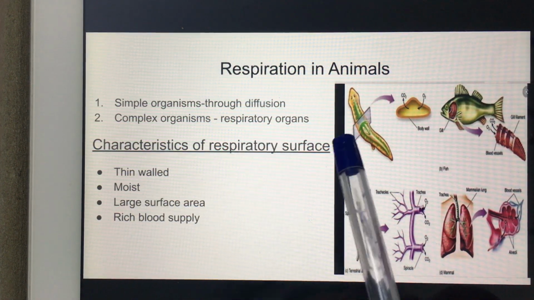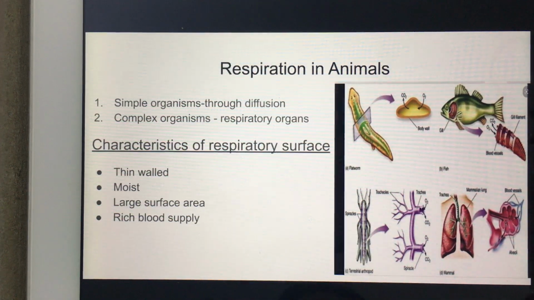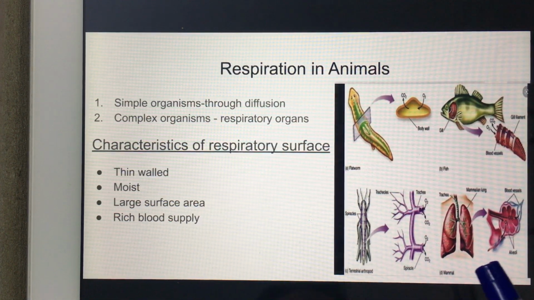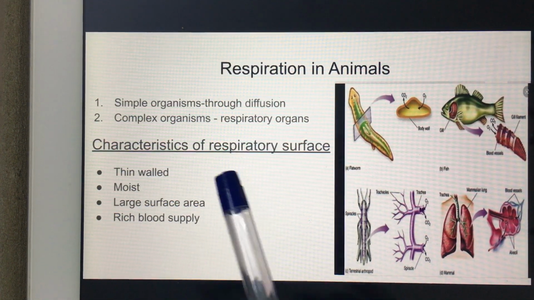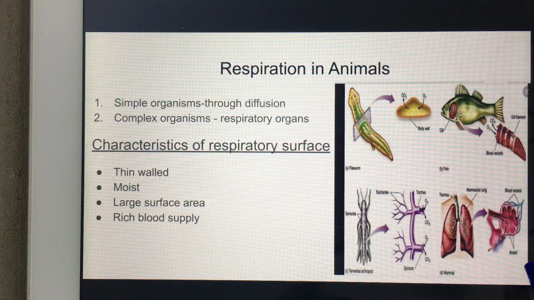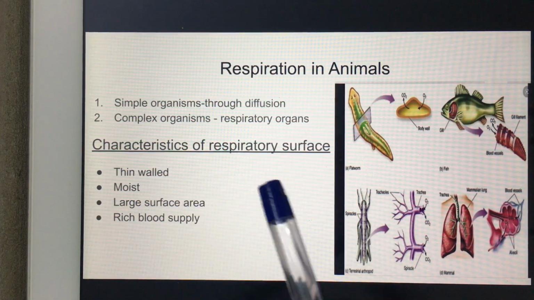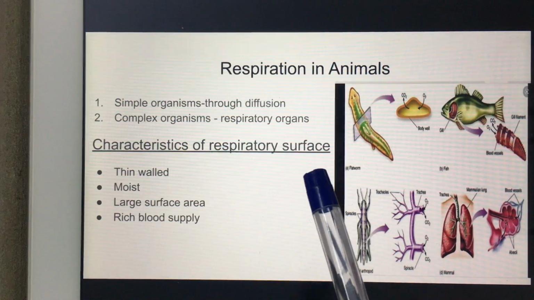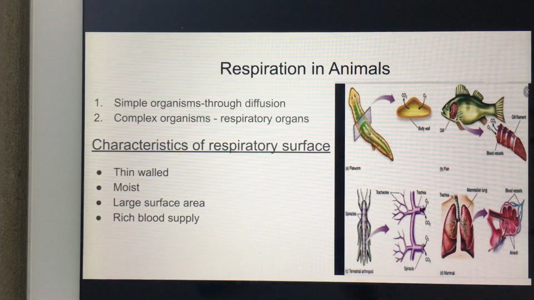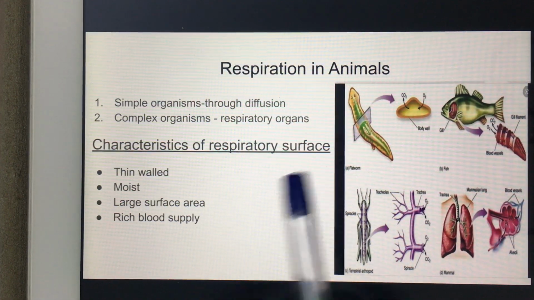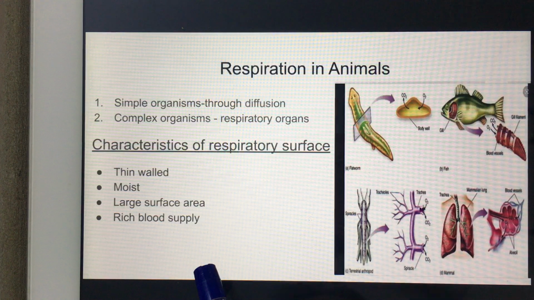While in complex organisms, there are respiratory organs. For example, in fishes there are gills, in insects there are spiracles and trachea, and in humans there are lungs. So these are the special respiratory organs in complex organisms, because diffusion is not sufficient for respiration in complex organisms. And these respiratory surfaces should have these characteristics.